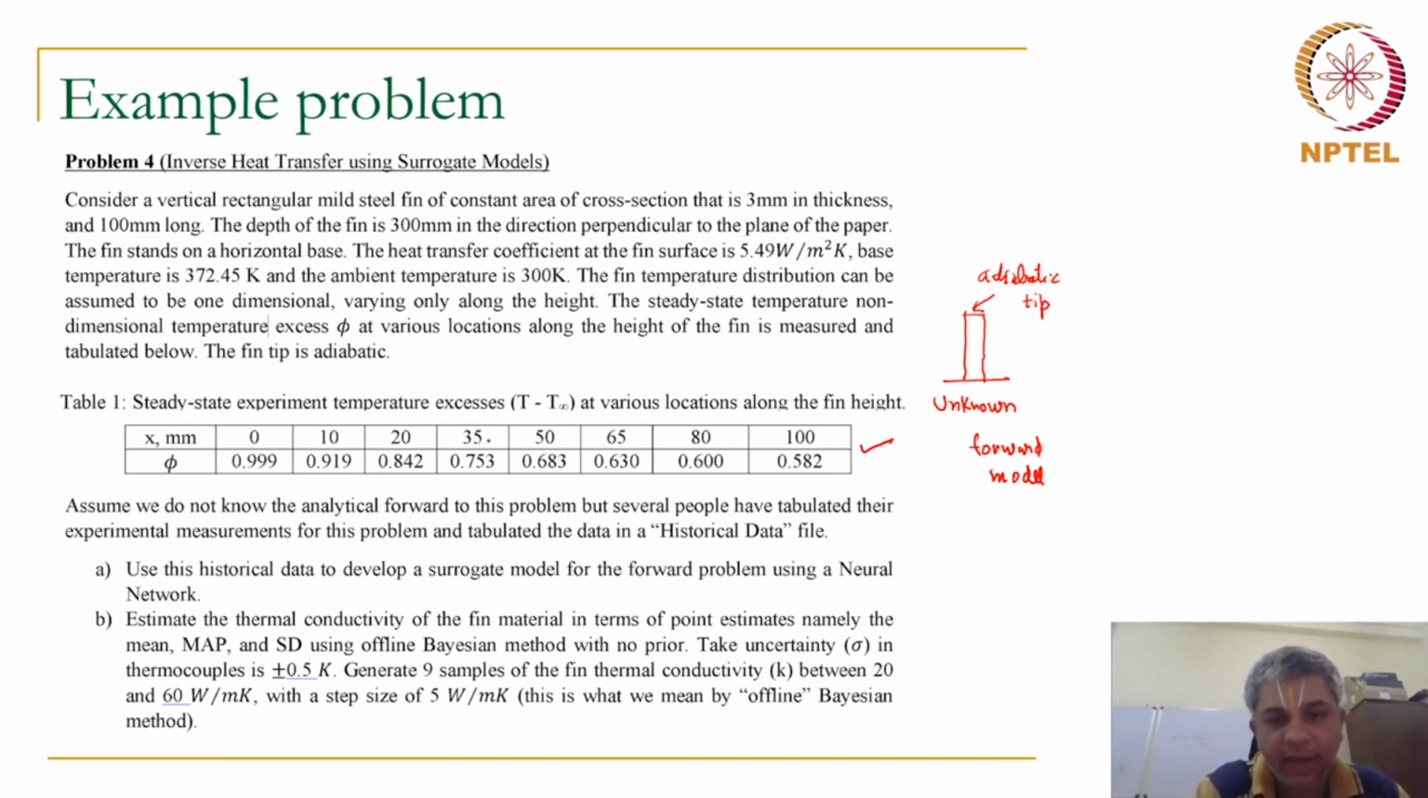Apart from this data, which is supposed to be the actual current data, we have some historical data. The conditions that the historical data has to satisfy is that all this historical data should be from fins of different lengths. L might be different, geometry might be different, but all of these have adiabatic tips. Somebody over time has collected all this data. I'll show you, I have created some synthetic data of this sort.